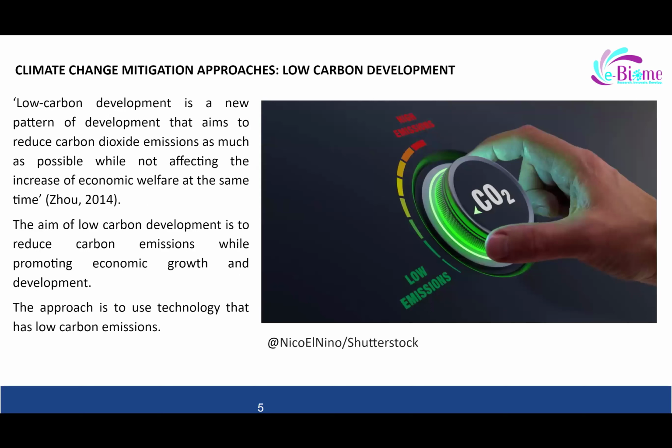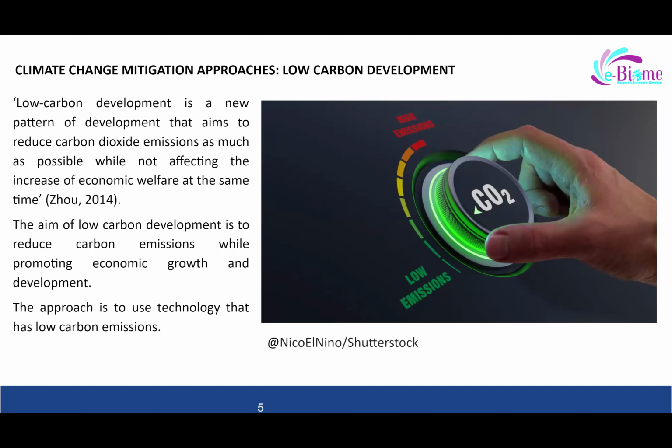We've looked at this. Low carbon development is a new pattern of development that aims to reduce carbon dioxide emissions as much as possible while not affecting the increase of economic activity. So what it's doing is that we are preventing the release of greenhouse gases, and at the same time, we don't prevent economic activities. I use an example of a taxi driver who uses a car that runs on fossil fuels, assuming that he starts using a Tesla car for his taxi services.